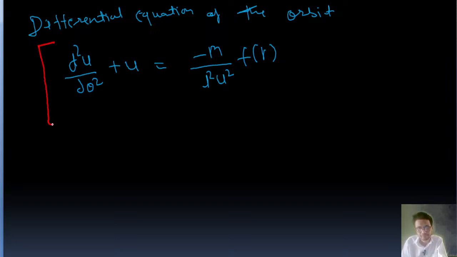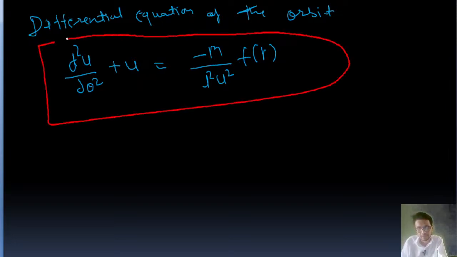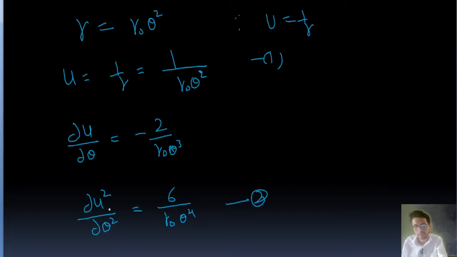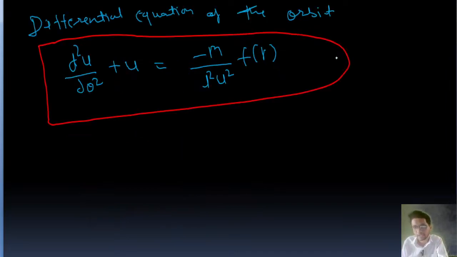So this is the differential equation of the orbit. Now we'll put the values. Okay, so we have already got del u square upon del theta square value, and also we have u value. So we'll put this in the differential equation of the orbit, which we can call equation number 3.